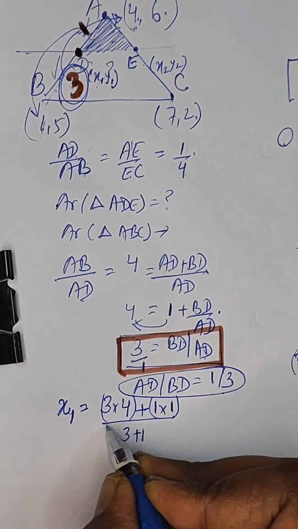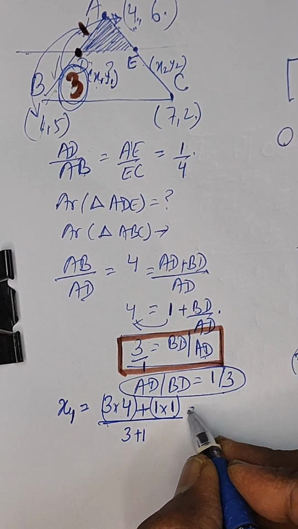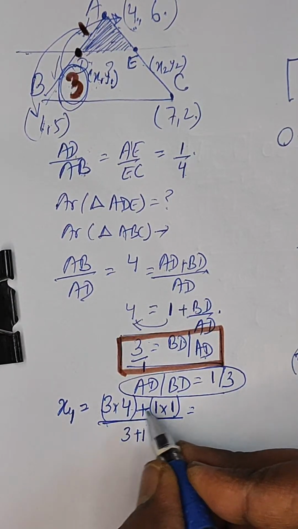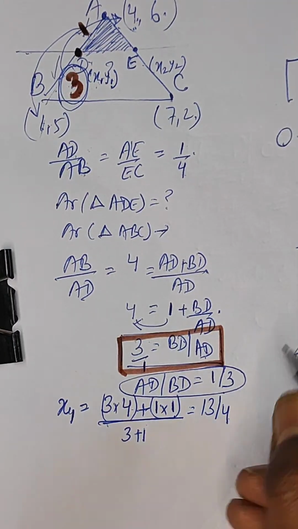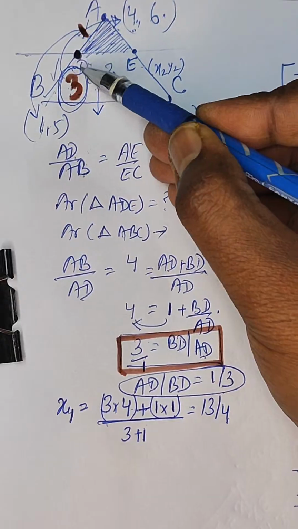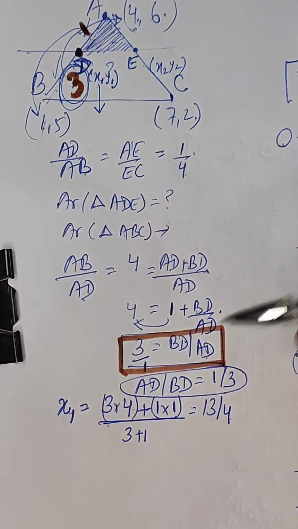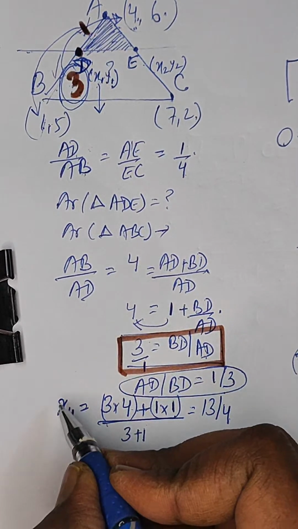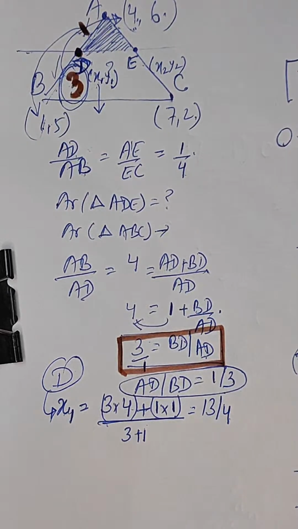We just applied the section formula, right? So it gives you 4 into 3, 12, plus 1, 13, divided by 4. So 13 by 4 is the abscissa, the value of x1 of the point D. This is the x coordinate of the point D, which we were finding.